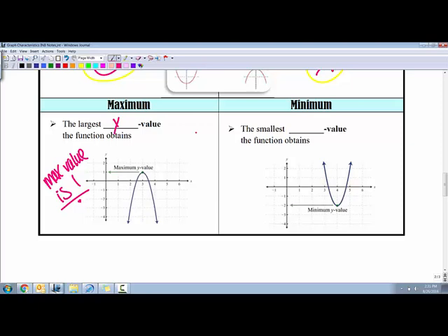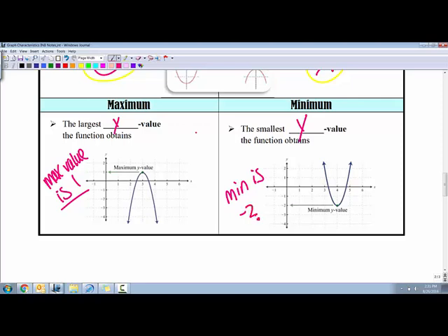If I asked you for the location of it, that's when you would tell me my vertex. But the actual max value is 1. That means it's not going anywhere higher than 1. Okay. We are also using the y value for the minimum, but we're looking for the smallest this time. So what's the minimum y value of this graph? Negative 2. Awesome. So my min is negative 2.